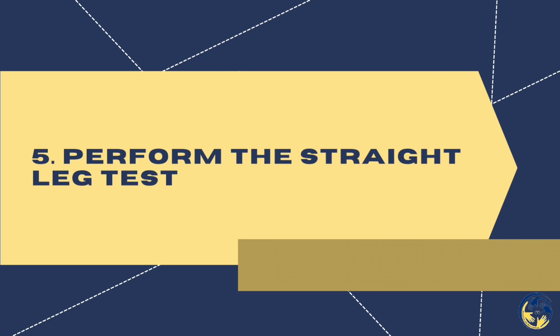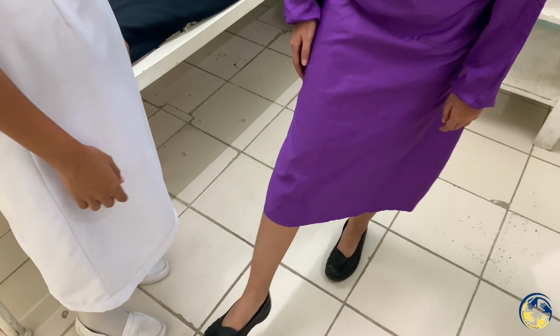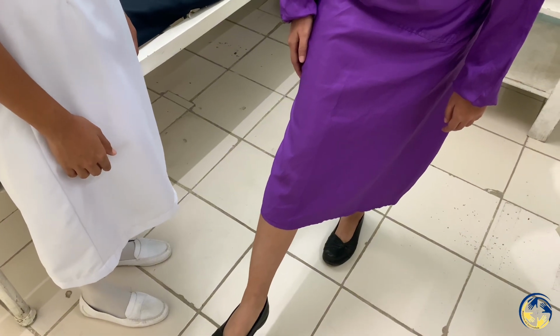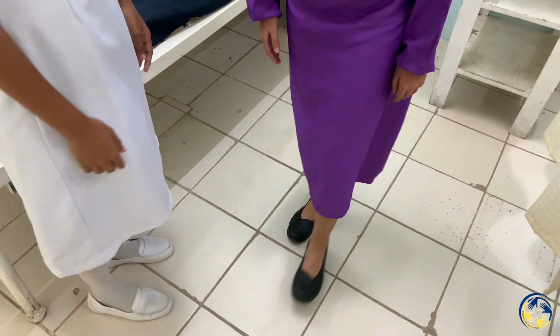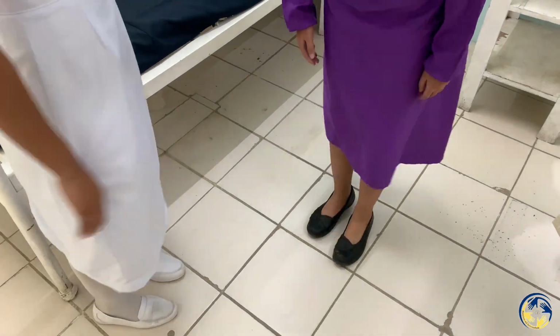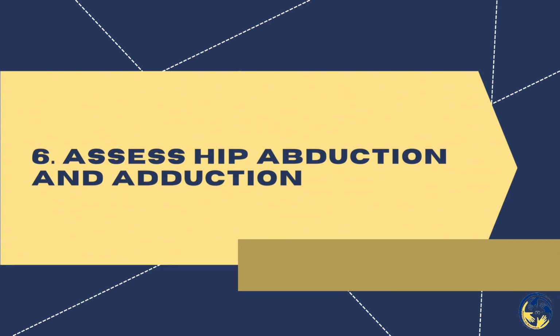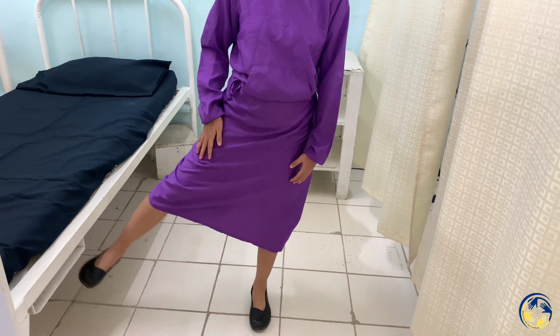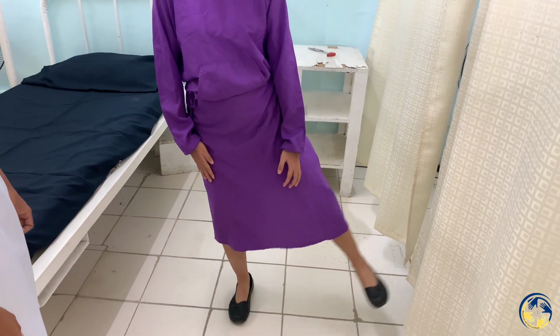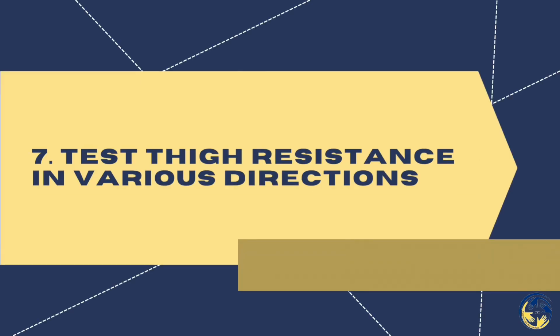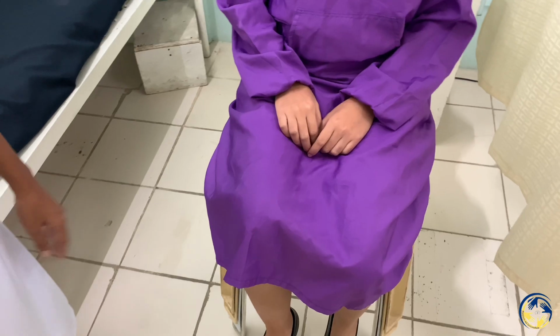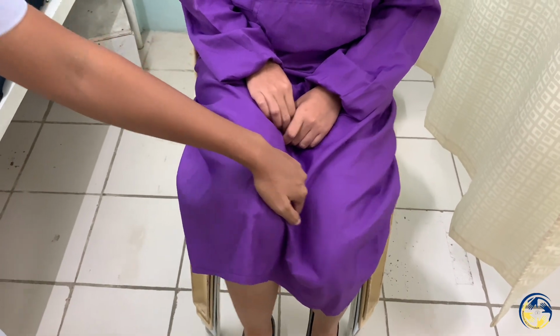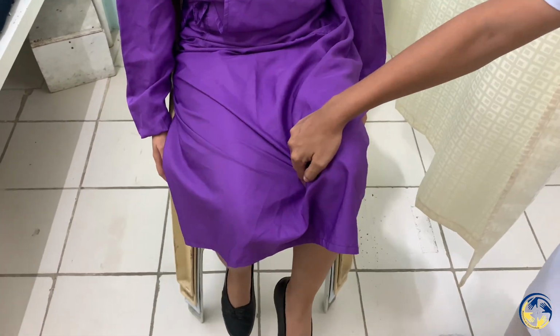Perform the straight leg test. It helps detect irritation of the lower back or sciatic nerve. Assess hip abduction and adduction. It evaluates the range of motion and strength in the hips. Test thigh resistance in various directions. It checks the strength and control of thigh and hip muscles.